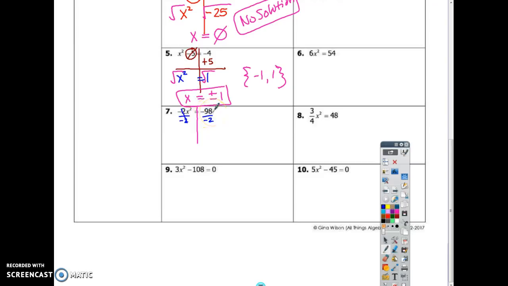Do negative 98 divided by negative 2. What is it? Positive 49. So I have x squared equals positive 49. And then we're going to take the square root of both sides. That's x equals plus or minus 7. So my answers are negative 7 and positive 7.